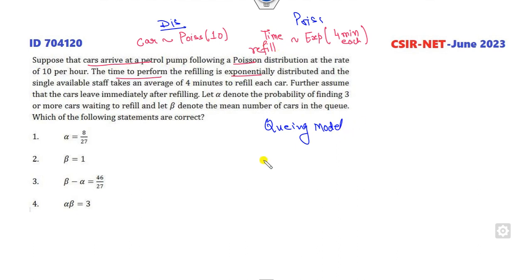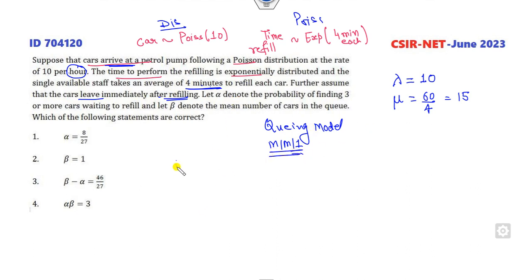It's a queue model. So what is the arrival? Arrival is called lambda. This is the arrival, and the rate is 10 per hour. Mu is the service rate. Service rate is 4 minutes per car, and in an hour I can write it as 60 by 4, which is 15. Fine. Assume the car leaves immediately after the refilling. That means no shortage is allowed. So it is my M/M/1 model.